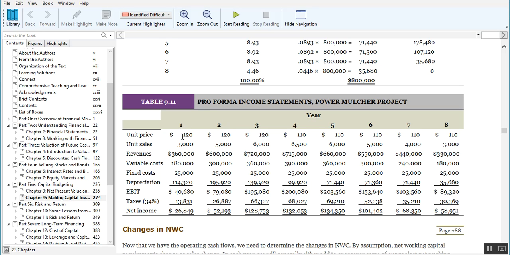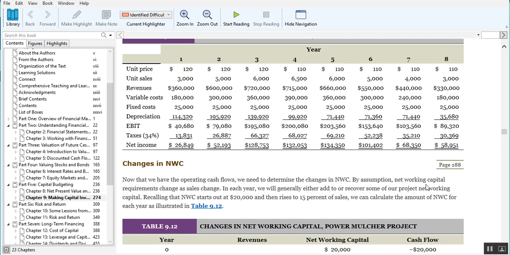We say here with a unit price of $120 and unit sales of 3,000, we have revenues of $360,000 in the first year, variable costs of $180,000, and fixed costs of $25,000 with depreciation of $114,320. Earnings before interest and taxes are $40,680, and then taxes come out, and that leaves us with net income. We do that for each of the years, and we're going to calculate out the 8-year life of the project. We're going to calculate the net income in each of those years.